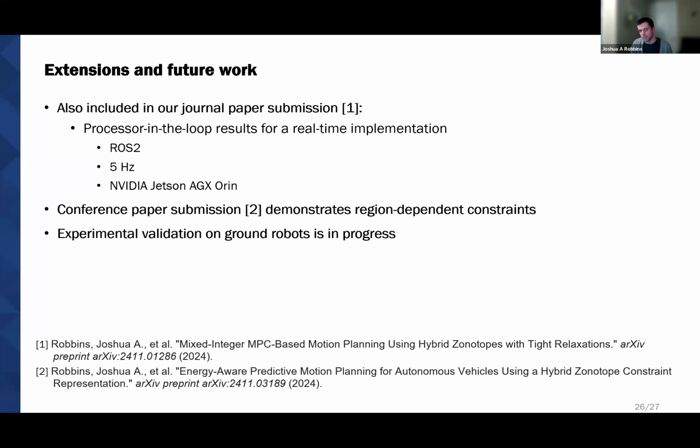Additionally, we have a conference paper submission that demonstrates region-dependent constraints, and we are currently working on validating these methods experimentally using ground robots.